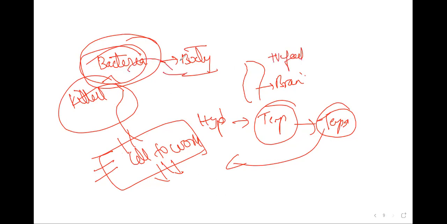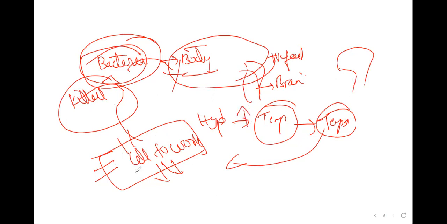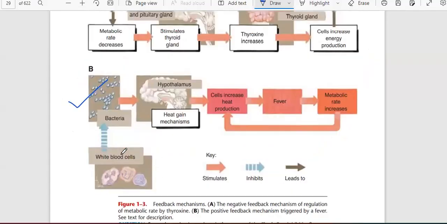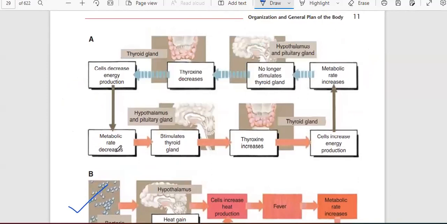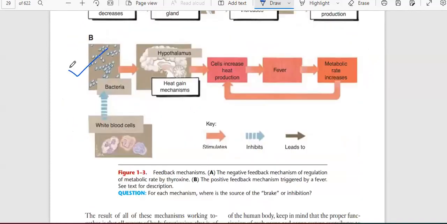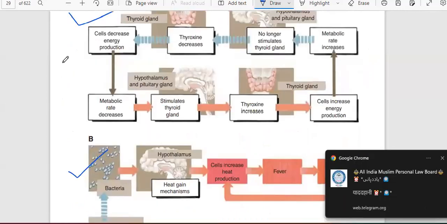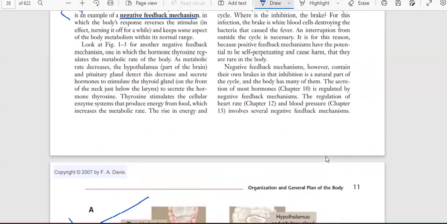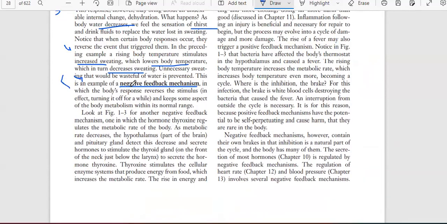If bacteria enter the body, it will increase the temperature. If the temperature increases, the cells utilize their energy. When the cells utilize energy, they are able to expel the bacteria. So this is the example of the positive feedback mechanism. Here we have two examples given in the box: one is the negative feedback mechanism and another is the positive feedback mechanism. I hope you understand this. Depending upon these mechanisms, everything will work.